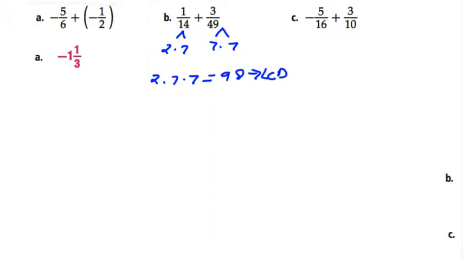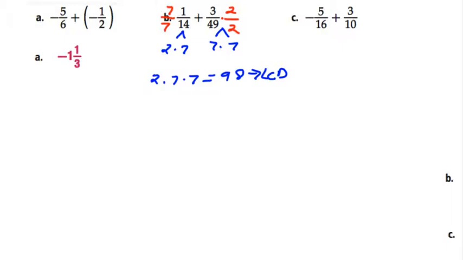So what do we have to multiply the first fraction by to get it to be a 98? We need a 2, a 7, and a 7. Well, we're missing a 7, so we're going to multiply this one by 7 over 7, right? What are we going to multiply the 49 by? Well, we're missing the 2 there, so we're going to multiply this one by 2 over 2, right?